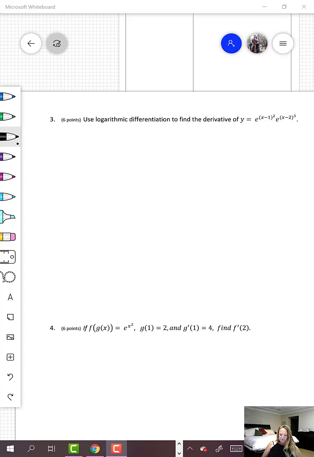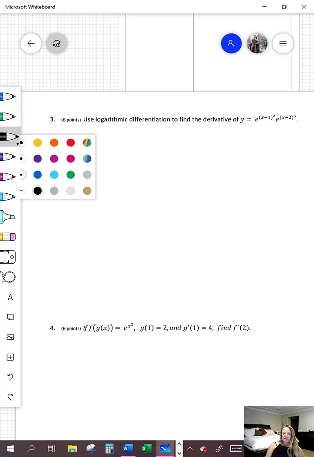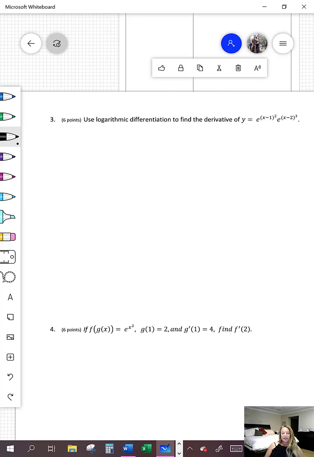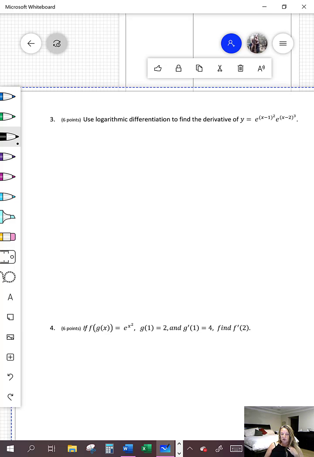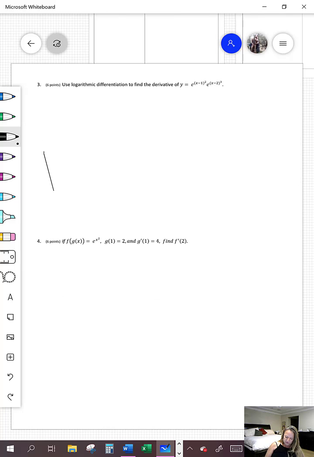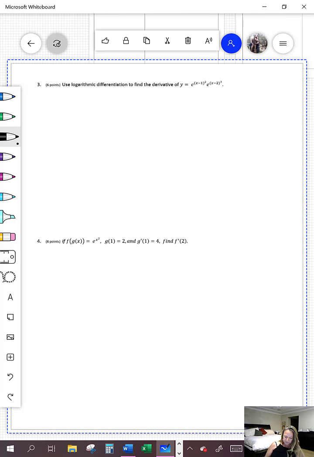So problem 3 says we're looking at using logarithmic differentiation to find the derivative of y equals the quantity e to the x minus 1 quantity squared times e to the x minus 2 quantity cubed. Before we take the derivative of both sides, we want to take the natural log of both sides. And so taking the natural log of both sides, we have the natural log.